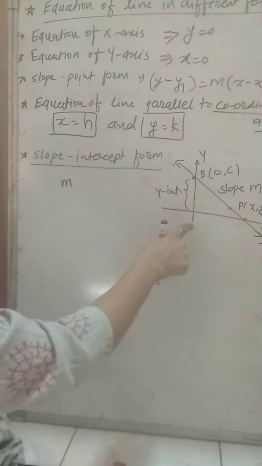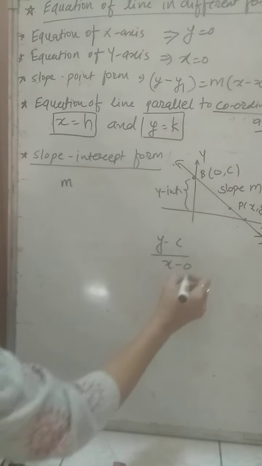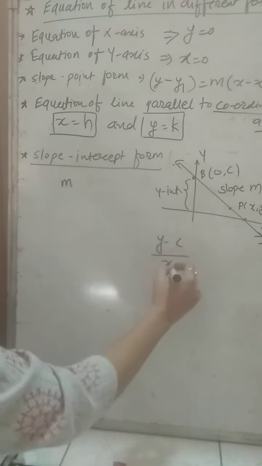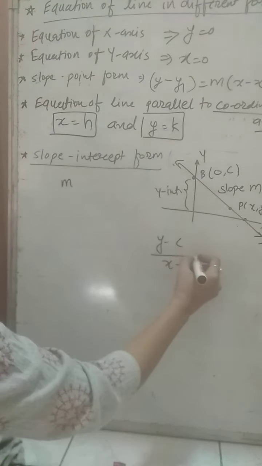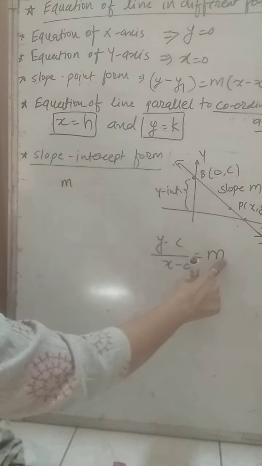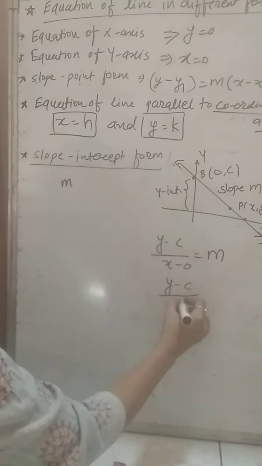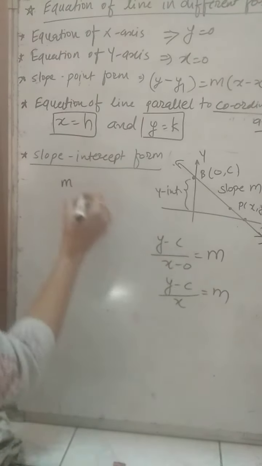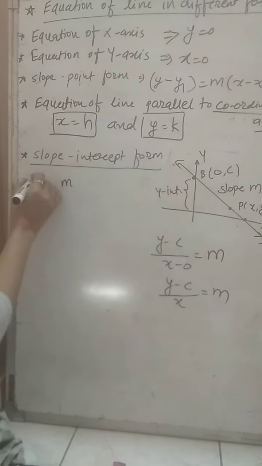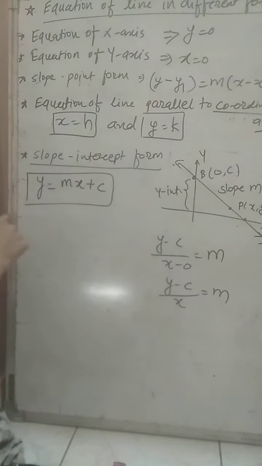Let P(x, y) be any point on the line other than B. Then the slope of the line is (y minus c) divided by (x minus 0). The slope given is m, so we get (y minus c) upon x equal to small m. If we solve this, we get y is equal to mx plus c. You should remember this formula for slope intercept form, if the slope and one intercept are given.